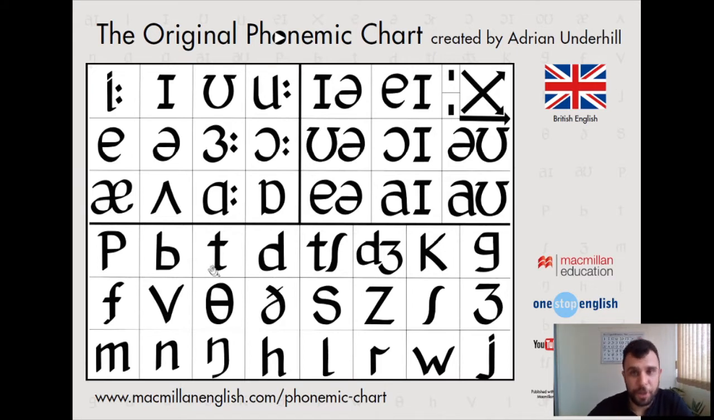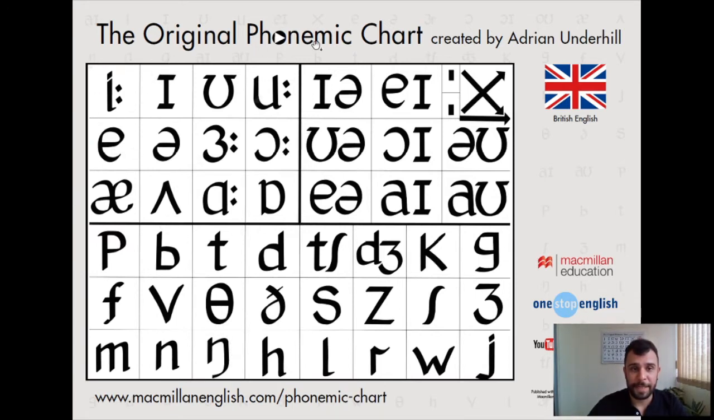So the phonemic chart was created by Adrian Underhill, and what it does is organize all the possible phonemes in English. What you don't find here are the allophones and all the phones. There are some phones that were not represented here. What is special about the phonemic chart is that there is an explanation for the order in which the sounds appear. First you have three big rectangles here.